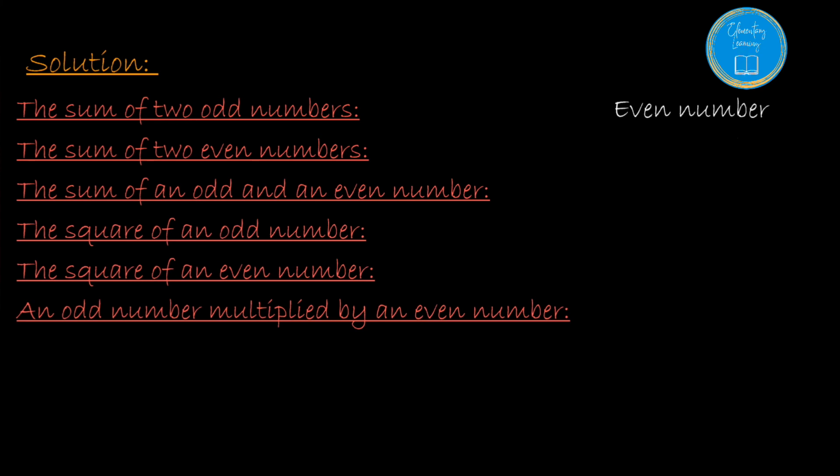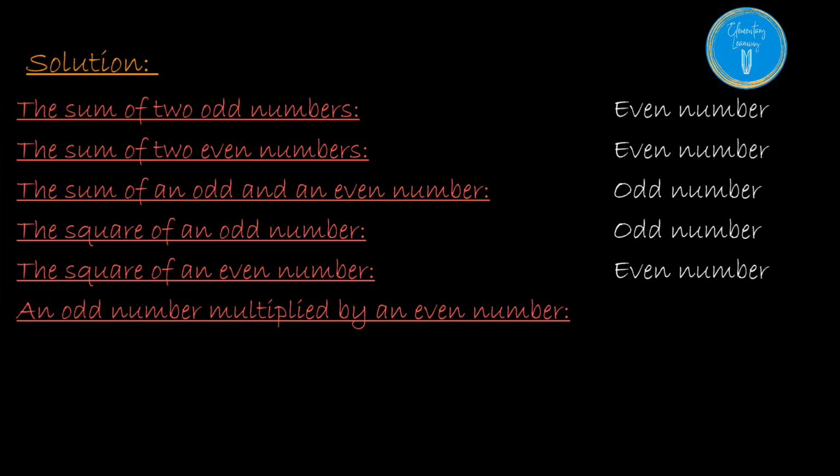The sum of two even numbers will also be an even number. The sum of an odd and even number will be an odd number. The square of an odd number is an odd number. The square of an even number is also an even number. When an odd number is multiplied by an even number, the answer will be an even number.